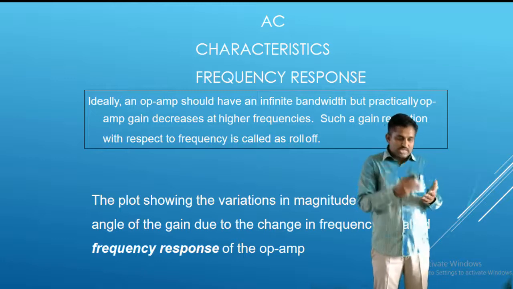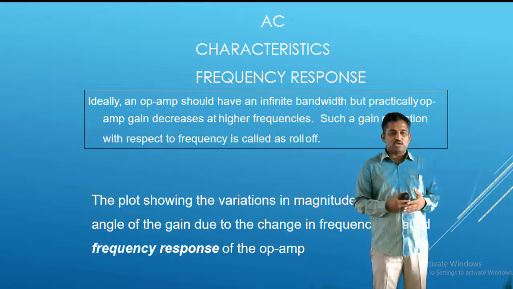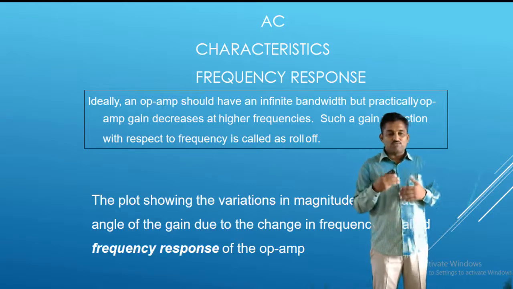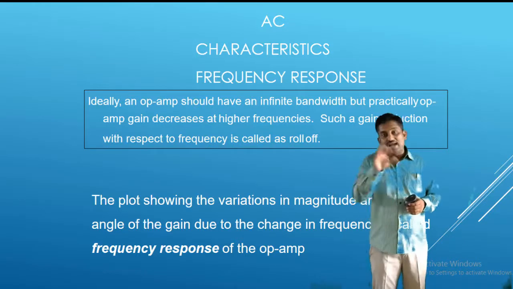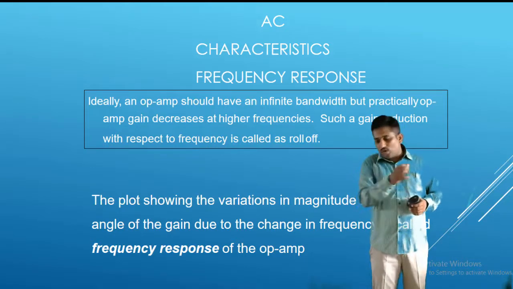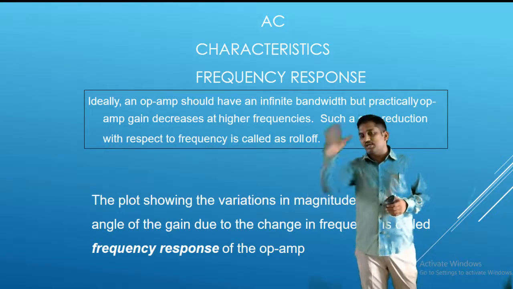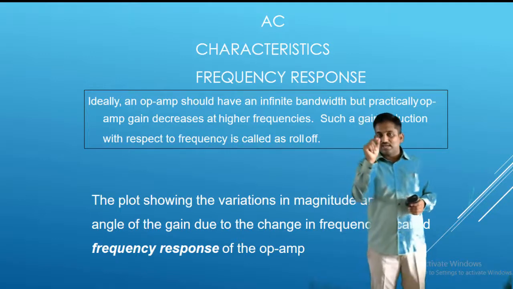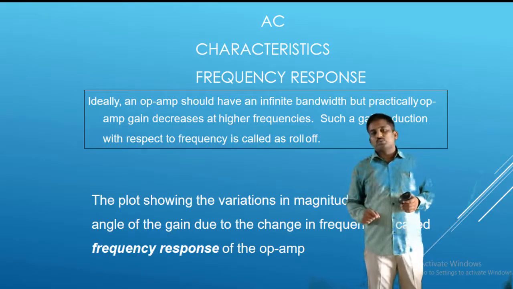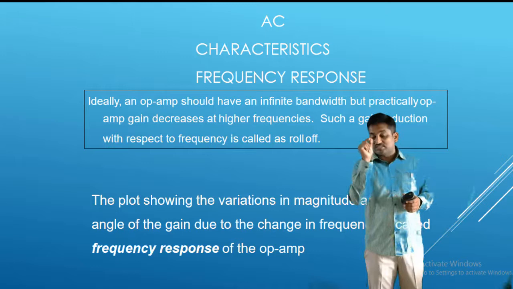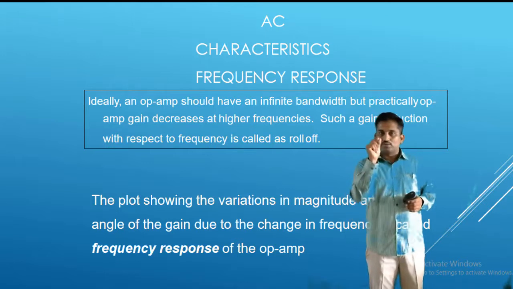Now I am going to explain what frequency response is. Ideally an op-amp should have infinite bandwidth, but practically op-amps decrease their gain when you increase the frequency. Ideally it should be infinity, but practically it is not possible. Why? Because when you increase the frequency, the gain automatically decreases. The gain depends upon the frequency because of the capacitive component present in the op-amps. That is the very important point.